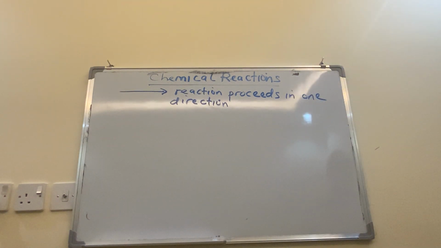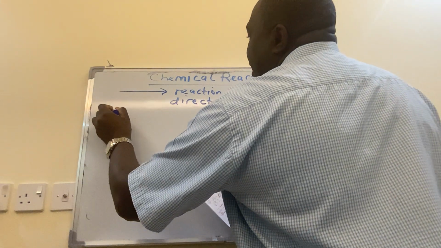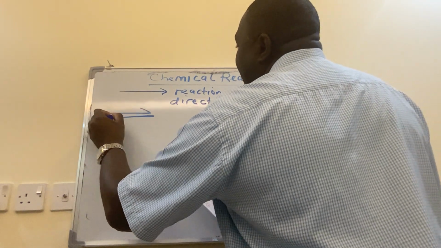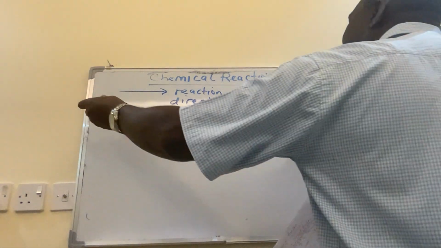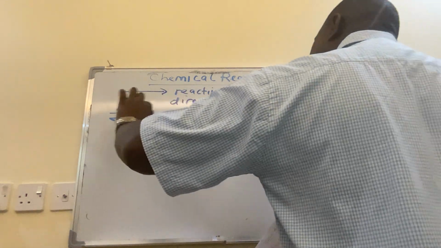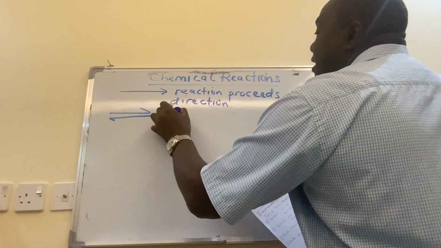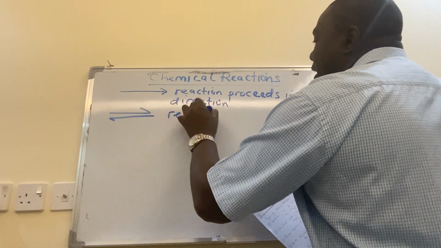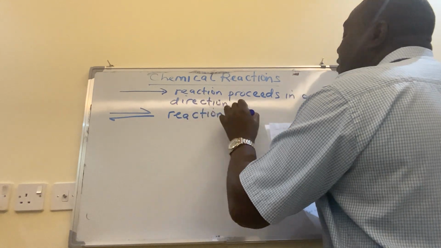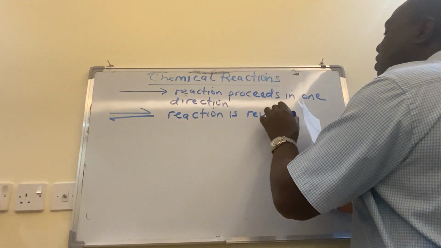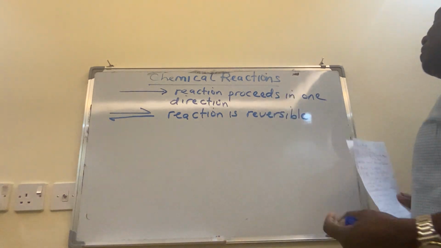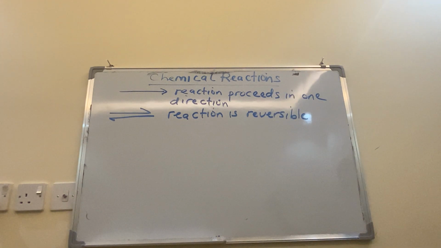In another lesson, I used this symbol. Okay, half arrow up, half arrow down. So we have an arrow going this way, and we have another arrow going in the opposite direction. What that means is this reaction is reversible. We have some chemical reactions which can go in either direction, either forward or backwards.